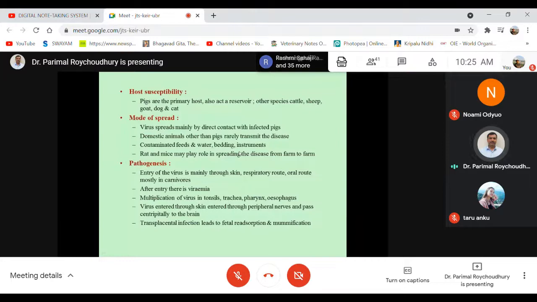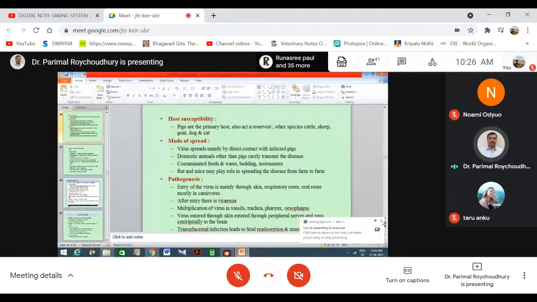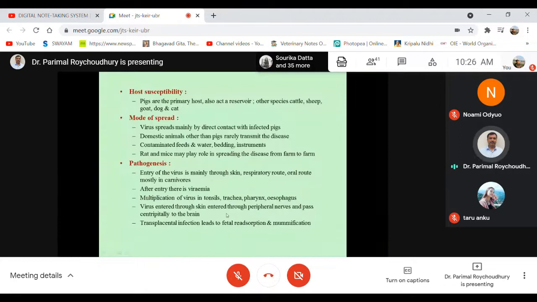However, certain studies also revealed that some of the small marsupials can transmit the infection from one form to the other, particularly in the phase of outbreak only. Rats and mice may spread the disease. The disease is very severe in pigs. Up to 100% mortality has been reported.